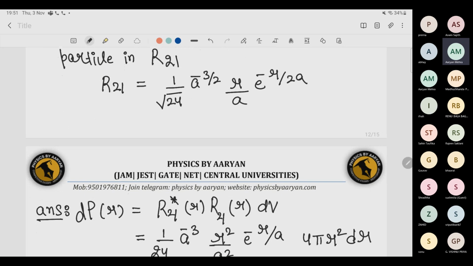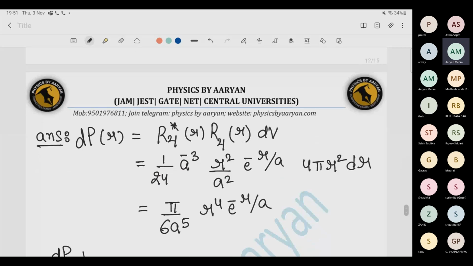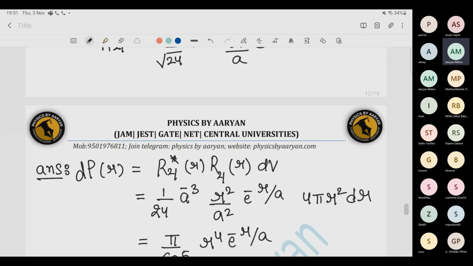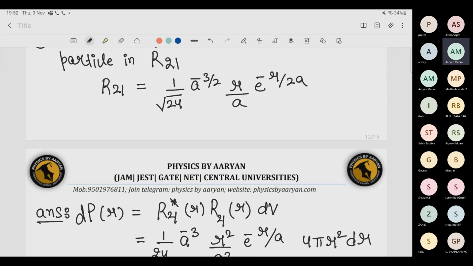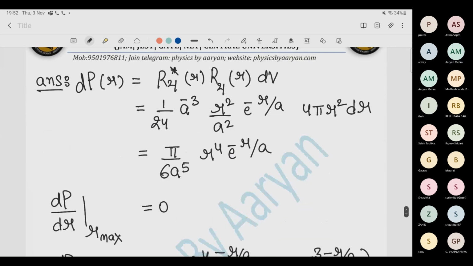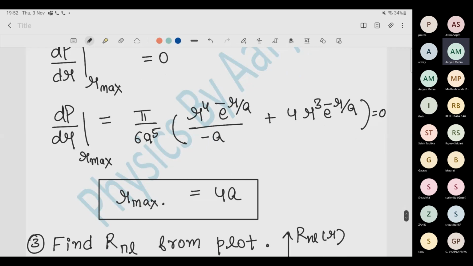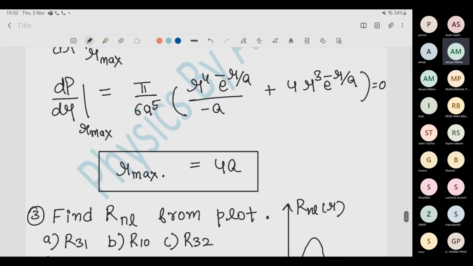So first we will find the probability density, simply dP. Now in this dP, what do students do? They simply square this. They don't add the term 4 pi r square dr. Then you do dP by dr, make it 0, and you will find that r maximum is 4a. You can do this calculation. There is not a very big problem in that.